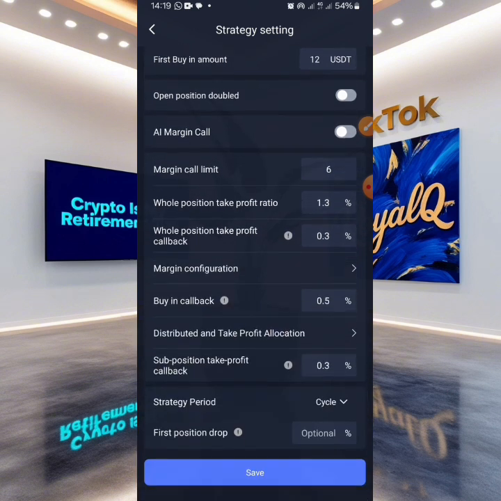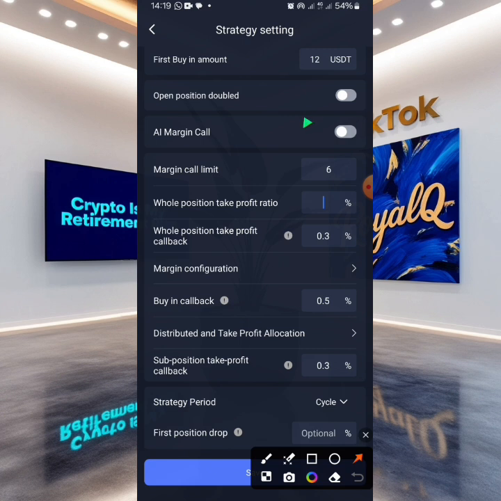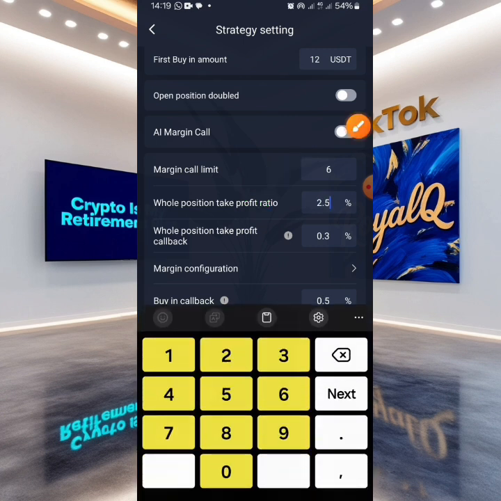That is 6 margin call limit. Then this is the whole position take profit ratio, where you measure the take profit you want the robot to take for you. For example, I may say that I want 2.5%. So the robot will monitor the market until it rises to 2.5%. When it reaches 2.5%, it will take the profit.